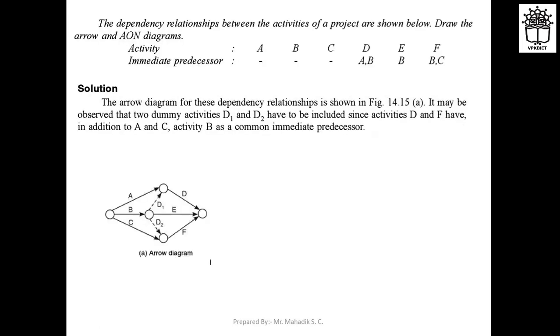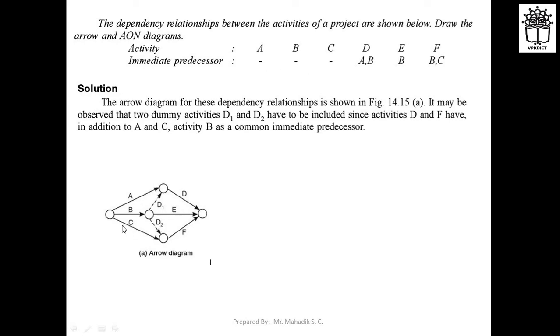So let us see one numerical on this, right? The dependency relationship between the activities of a project is shown below. Draw the arrow and AON diagram for it. So this is the arrow diagram with the given data, which we have drawn. Okay, then how to draw the AON diagram, right? Because the arrow diagram, that is the network diagram, you can draw, because for A, B, C there are no immediate predecessors.